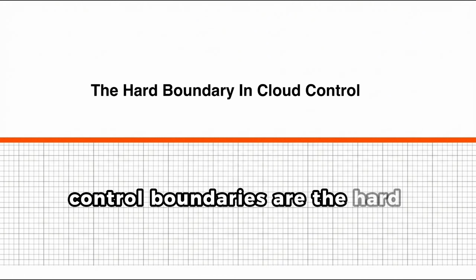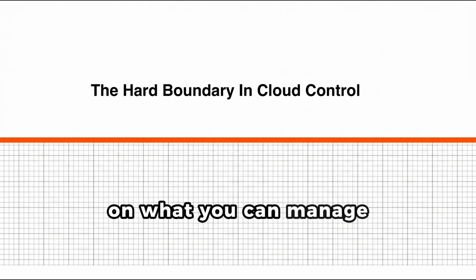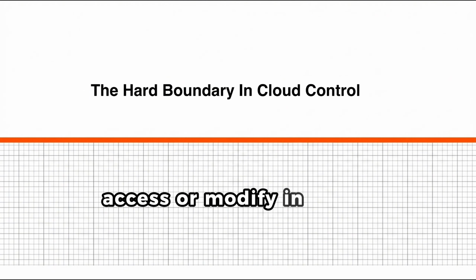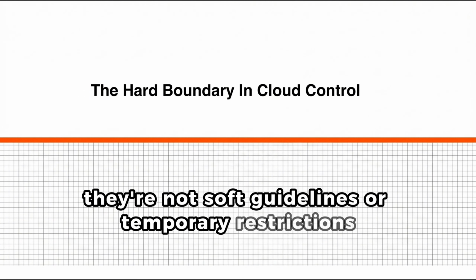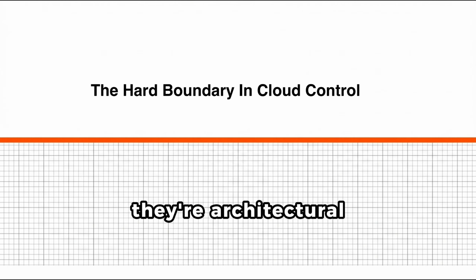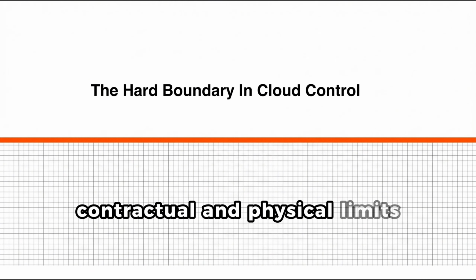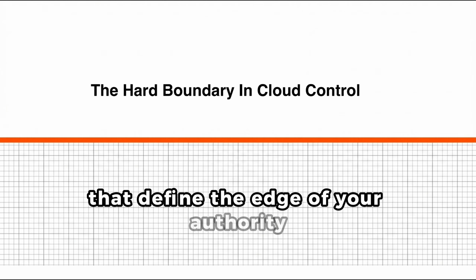Control boundaries are the hard limits on what you can manage, access, or modify in cloud environments. They're not soft guidelines or temporary restrictions. They're architectural, contractual, and physical limits that define the edge of your authority.